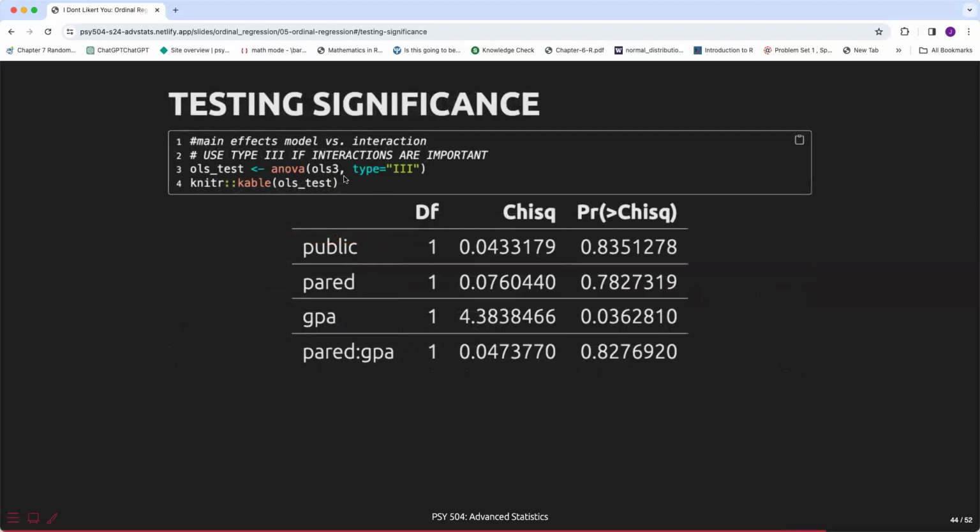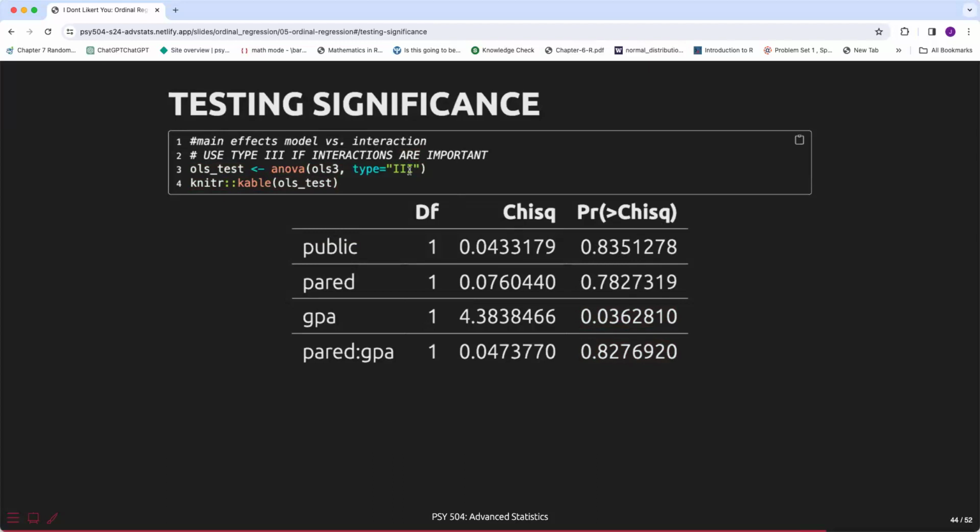We can also test main effects and interactions for these type of models, especially if we have lots of variables in our model. So lots of categorical variables, lots of continuous variables. We can use the ANOVA function and we can just feed it in our model and it will give us this likelihood ratio test, right? So we see here that there's no effect of public, no effect of parent education, there is an effect of GPA, and there's no interaction in our model here. So this is another way. If we don't want to use the summary output, we can just use the ANOVA function to do our significance tests if we wanted to.